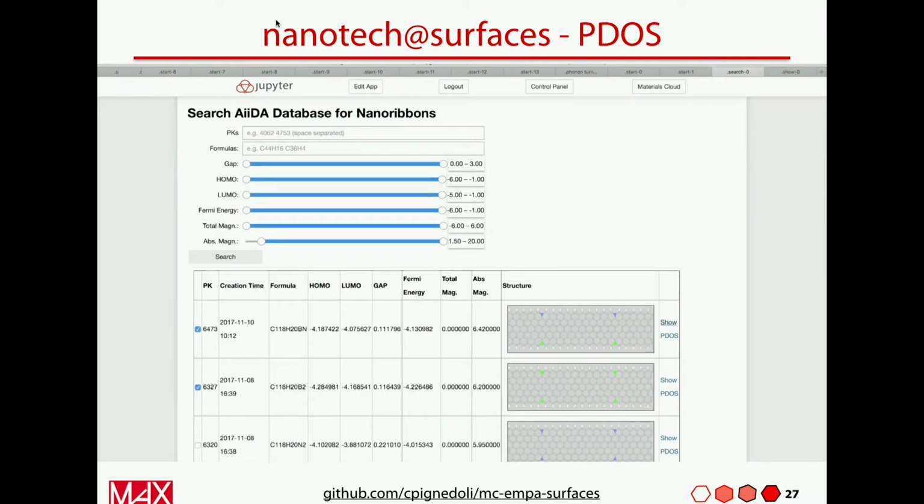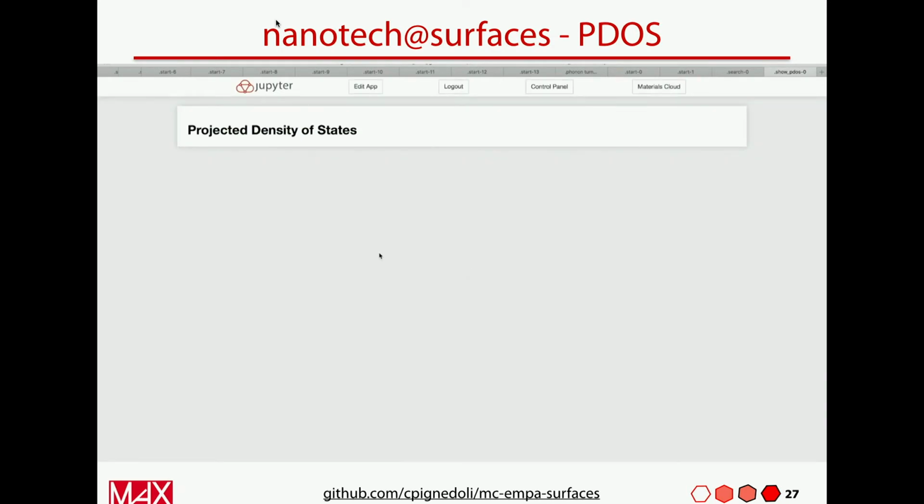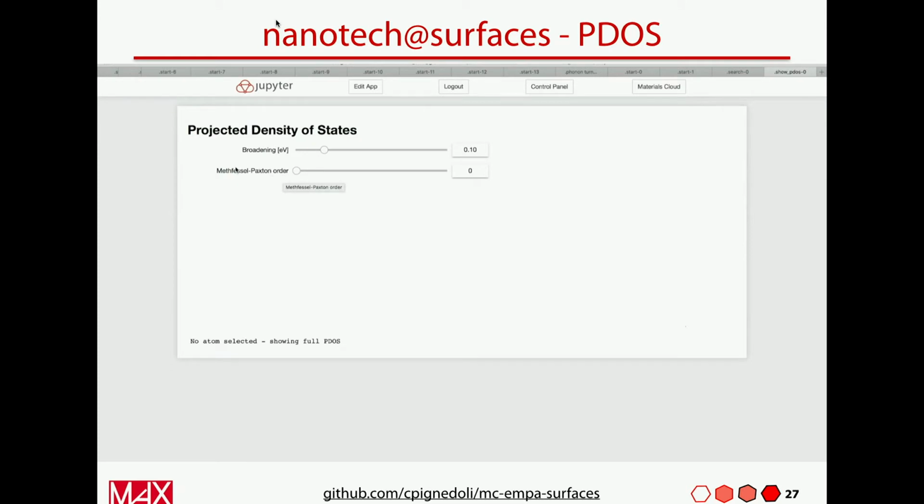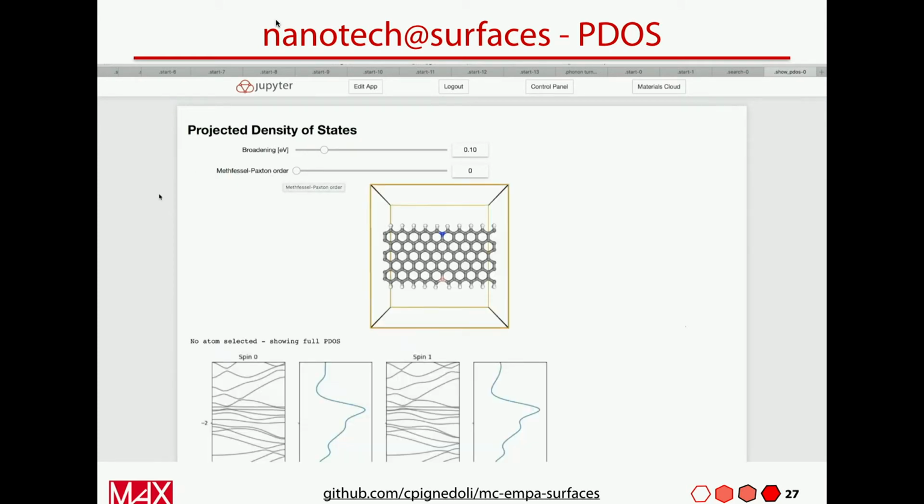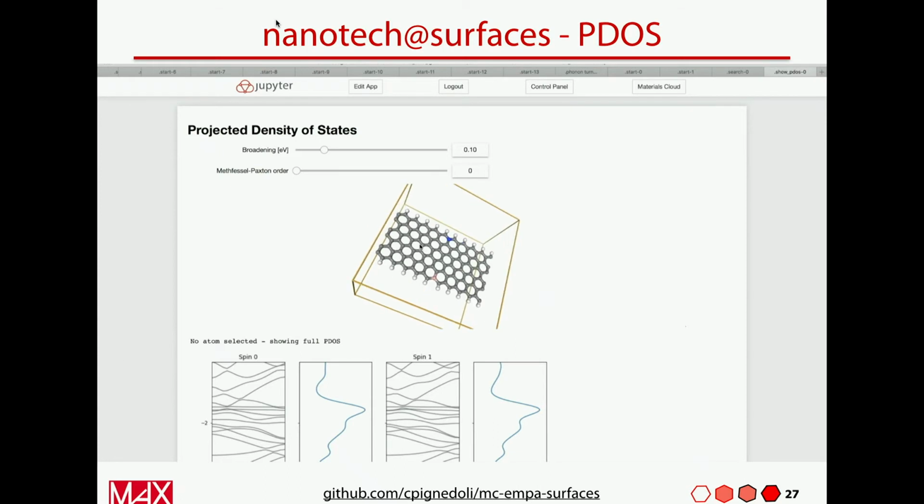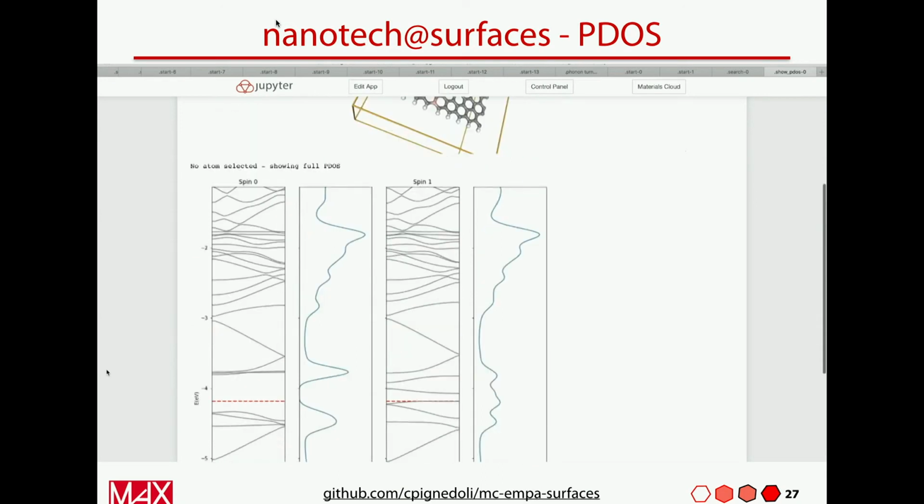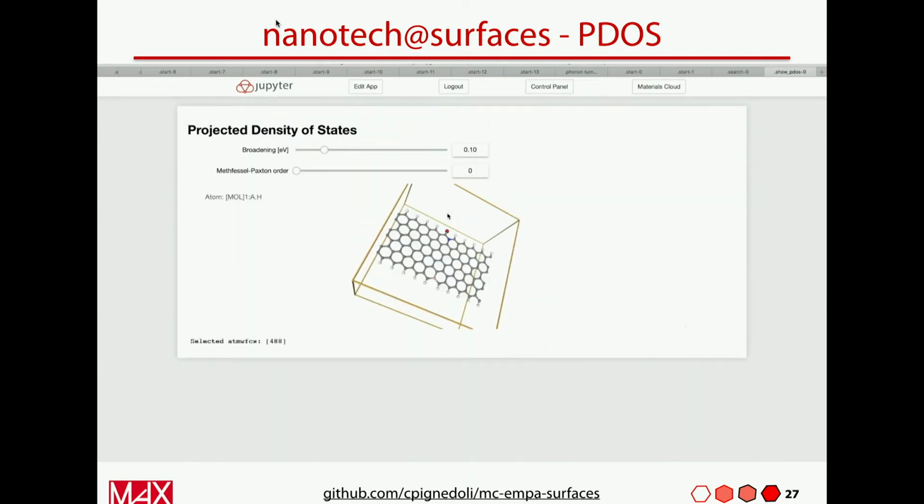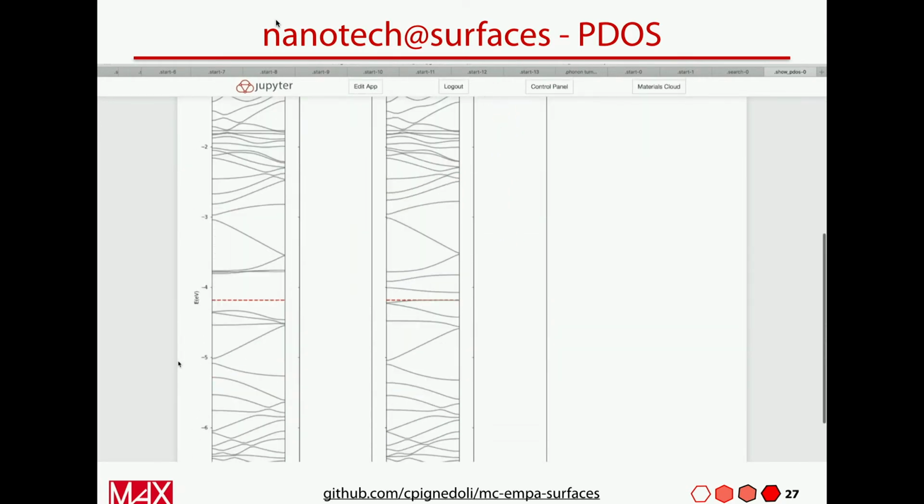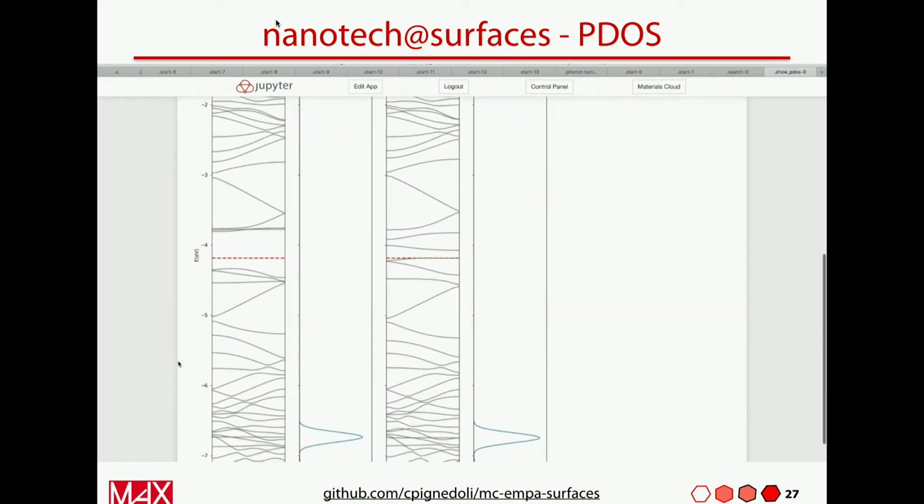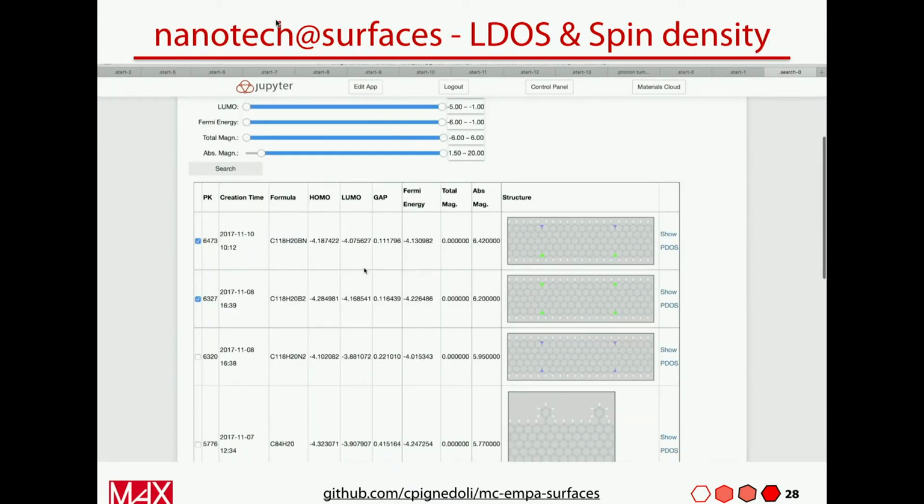Another thing you can do is show the projected density of states. This might be interesting if you're designing the edge of the nanoribbon, you will want to know which atoms are particularly important for the density of states near the Fermi level. By default, it shows the full density of states for both spin up and spin down. Then you can select one atom, and if you wait a little bit, it shows you the density of states projected on this particular atom. Again, this is also something that experimentalists might want to do.